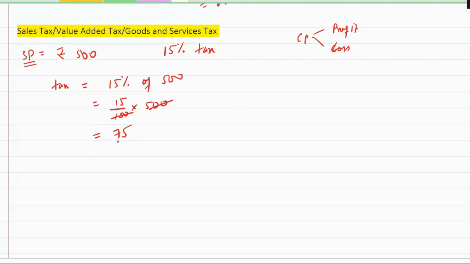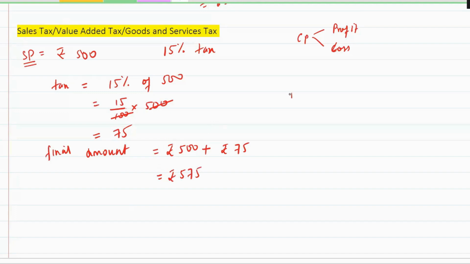Whenever we need to pay the final amount, the bill says this much is the selling price, this much is discount if there is any, and this is the tax. So the final amount we need to pay is the actual selling price, that is 500, plus the tax, rupees 75. So we need to pay 575 to get that toy.